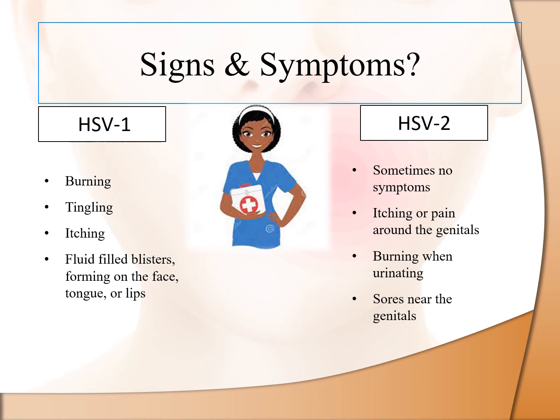Here are some signs and symptoms. For HSV1, you can have burning, tingling, itching, and fluid-filled blisters forming on the face and tongue or lips. For HSV2, sometimes no symptoms, itching or pain around the genitals, burning when urinating, or sores near the genitals.